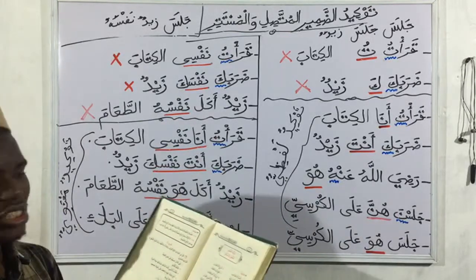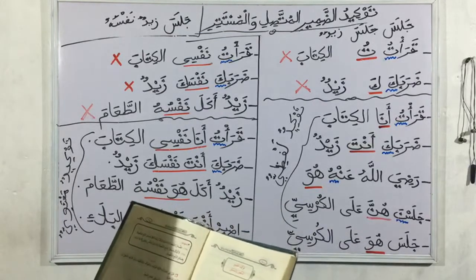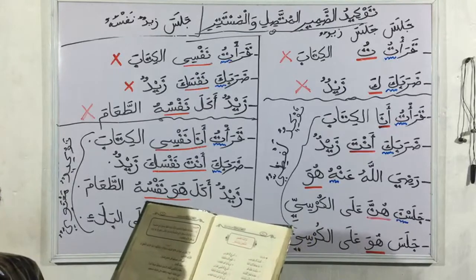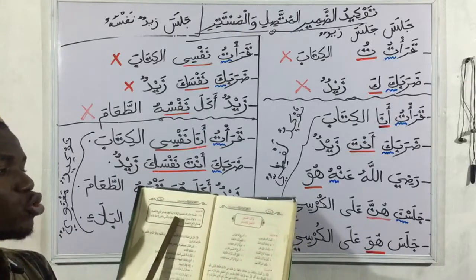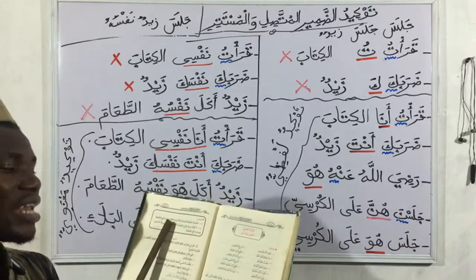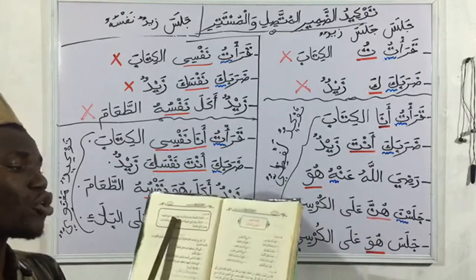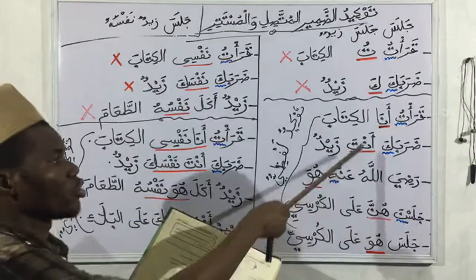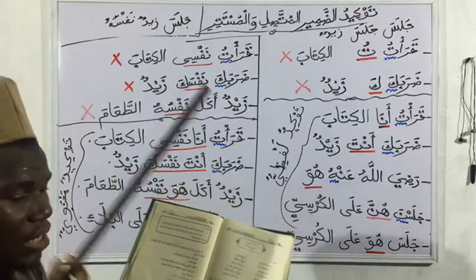So I'm still on this particular page, 304. We have Tawkid al-Damir al-Muttasil wal-Mustatir. The author says, and I quote, ad-Damir al-Muttasil wal-Mustatir. So when we are talking about pronouns, the ones that are attached and the ones that are hidden, to add emphasis, you will do tawkid for them. How? Tawkidan lafziyan, you do lafzi tawkid, wording emphasis, for them. How do you do it? Bi dhamair al-rafi al-munfasila, by writing the detached pronoun in the rafu state for them.